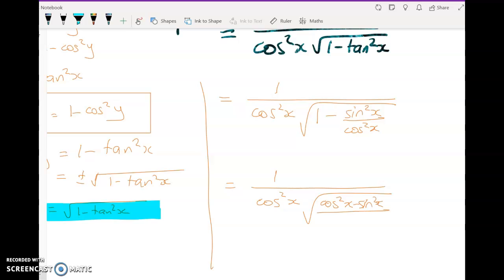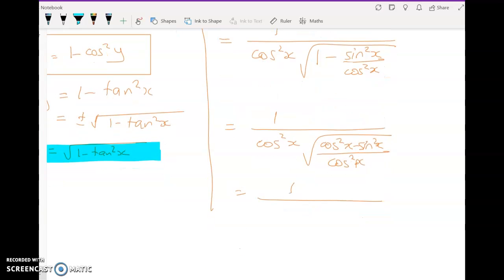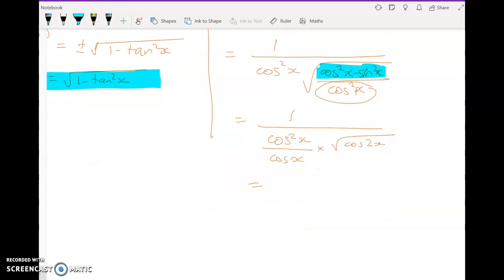And finally, everything starts to make sense, right? Because I've got 1 over cos squared of x here over the square root of cos squared of x, which is cos of x, times the square root of cos of 2x, because this is my third of my double angle cosine formulae. So we get our result. We get 1 over cos of x times root cos of 2x.